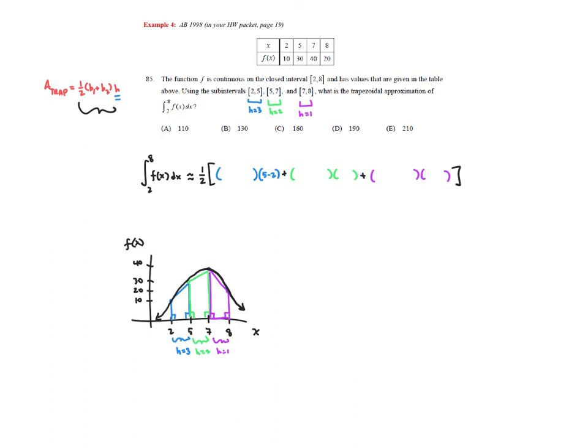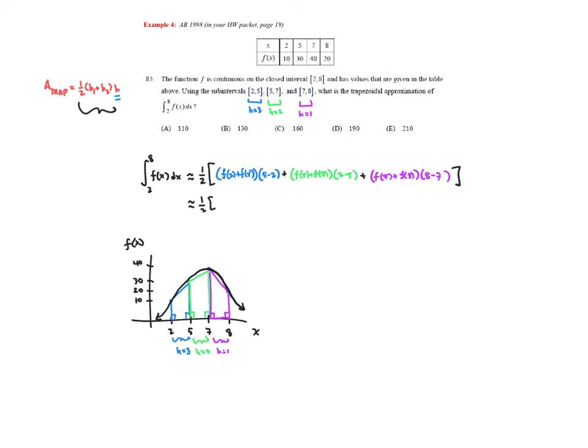Okay, so blue, we got 2 outputs. We got f of 2 plus f of 5 times 5 minus 2. For the green, I've got f of 5 plus f of 7, 7 minus 5. Purple, f of 7 plus f of 8, 8 minus 7. Okay, I went overboard there with my detail, but I need you to kind of get the process.